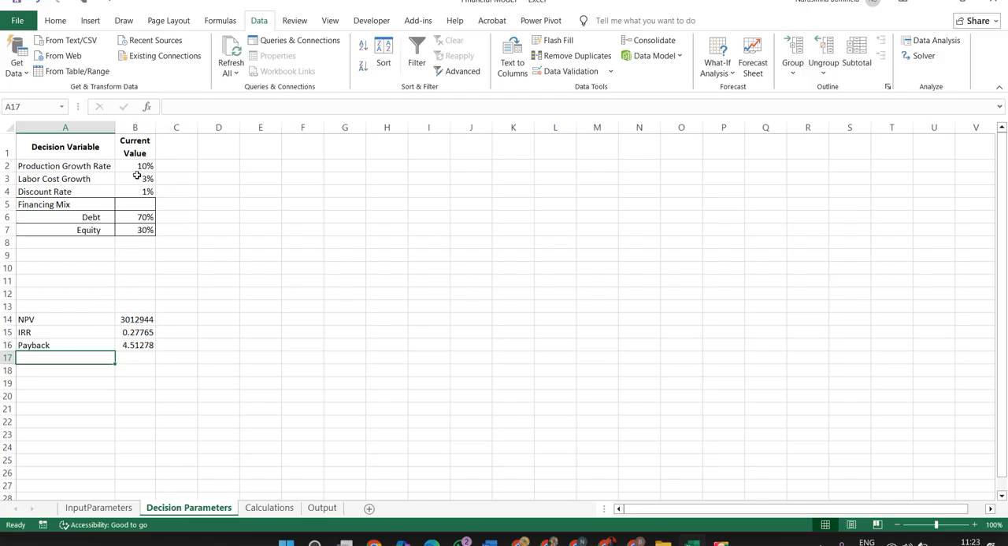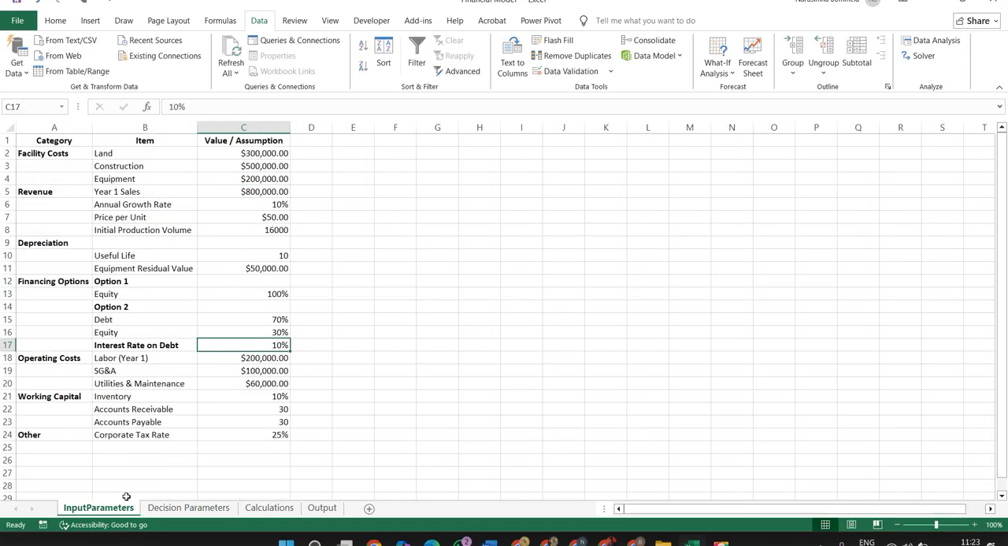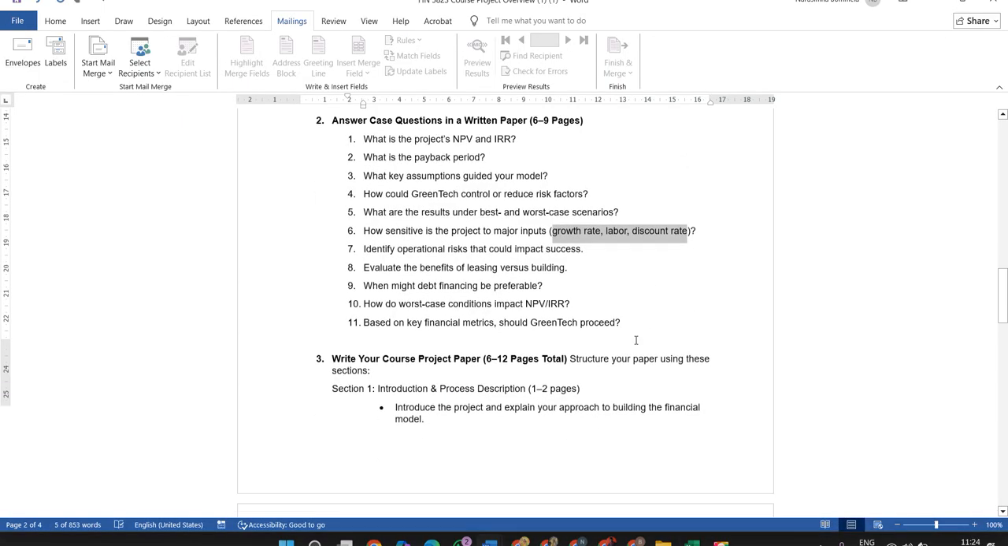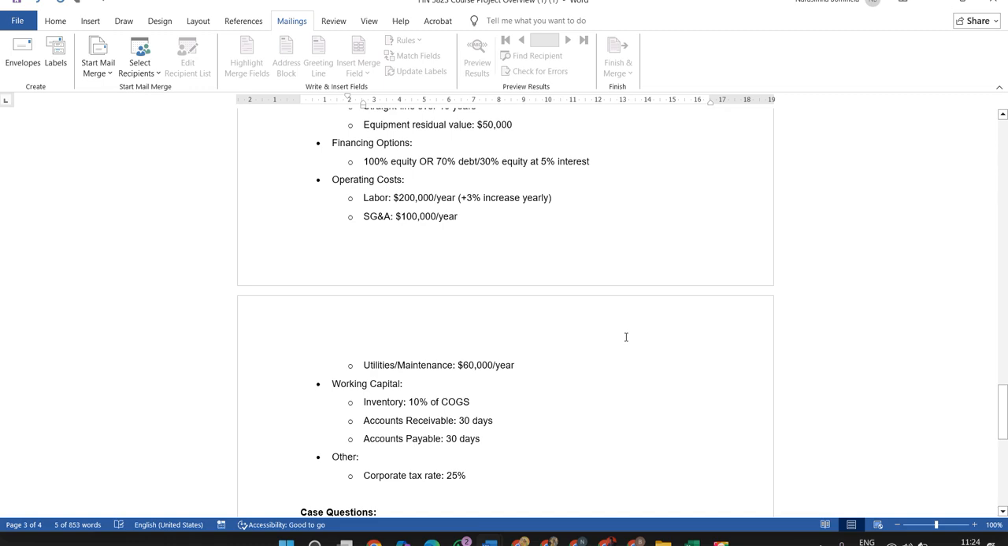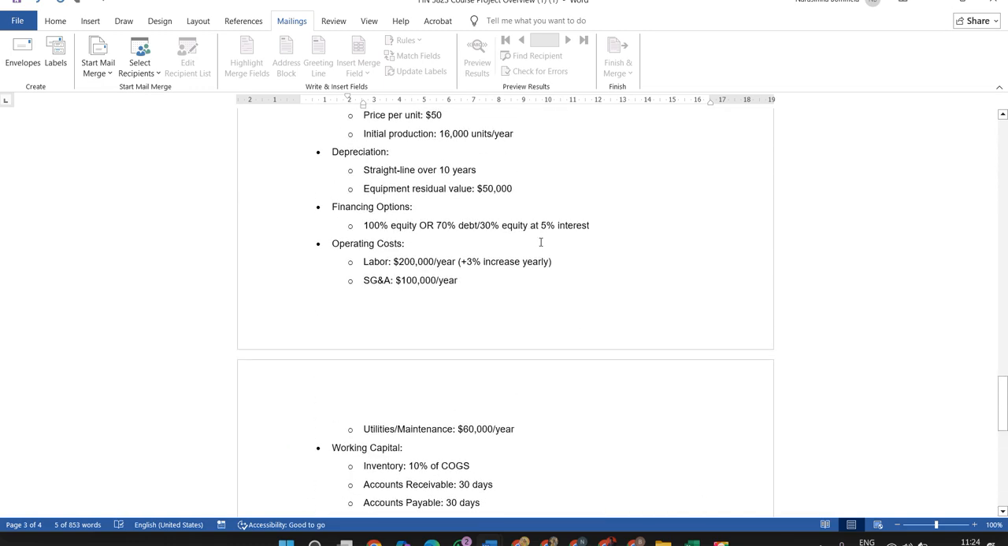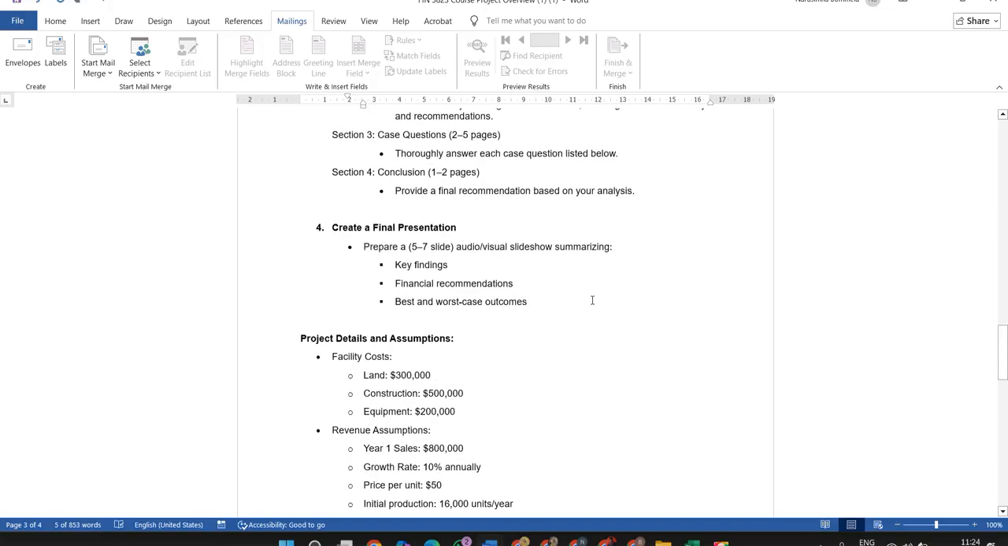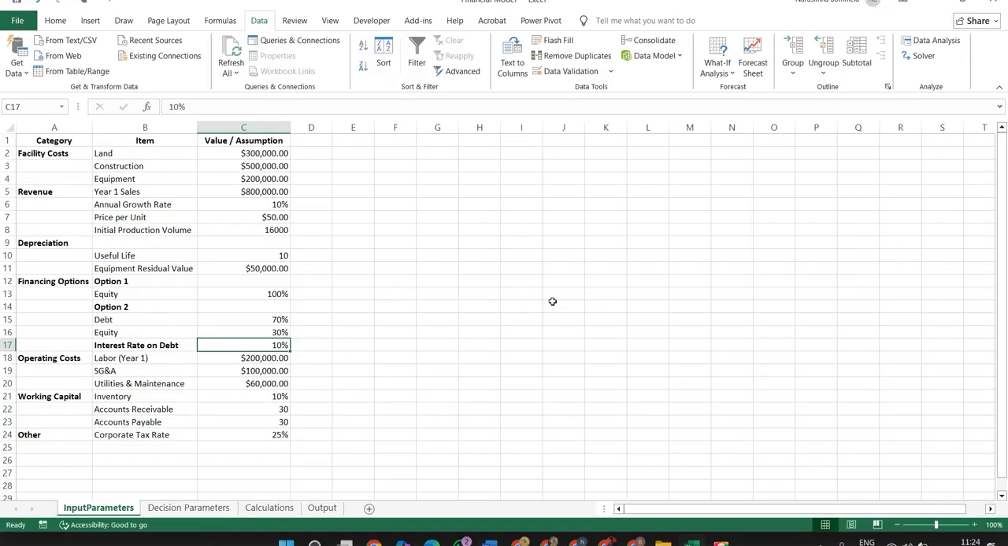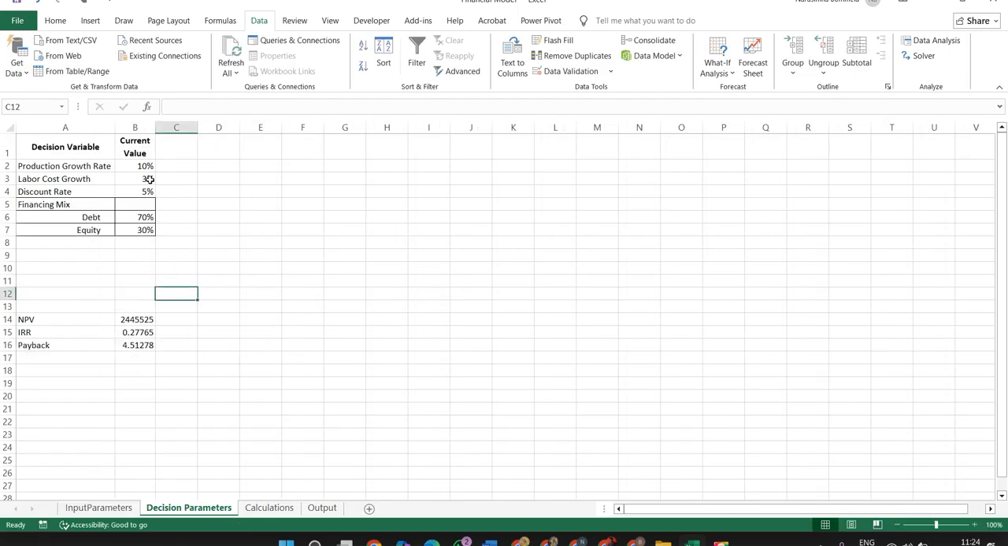Go to decision parameters and make this one 10%. Sorry, 5%, I guess. Base value is 5%. Input interest on that, not interest on that. Should be 5%, right? It's 5%. This is 5% and this should be 5%. Okay, right. Now we have all the values.